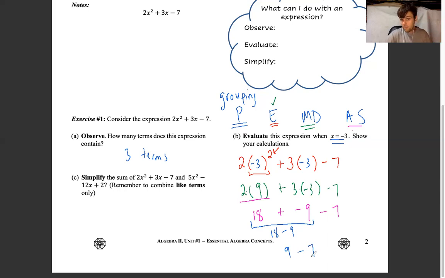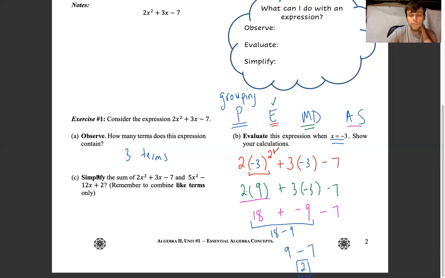So our final operation is a subtraction. 9 minus 7 is 2. And so the result of this evaluation, we get 2, just a single number there. We're going to do this more, so I'm not going to stick with this too much.